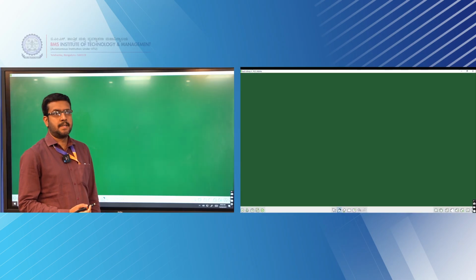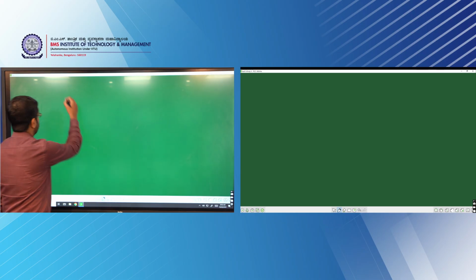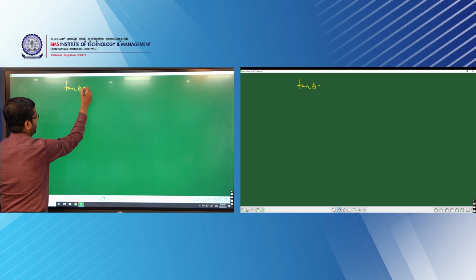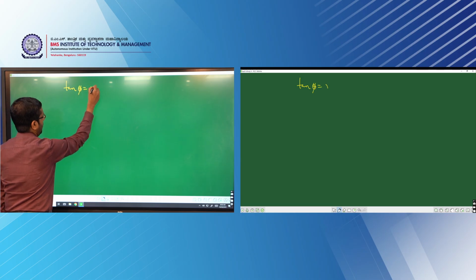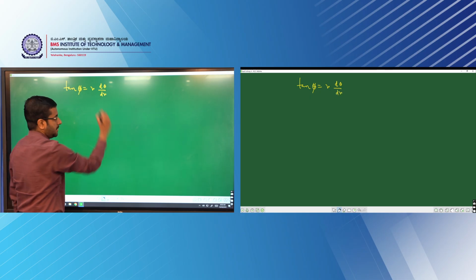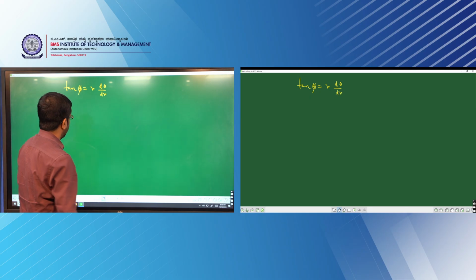Hello students, we have seen the angle between the radius vector and the tangent. What was the angle between the radius vector and the tangent? tan phi is equal to r d theta by dr. Okay, so this was the angle between the radius vector and the tangent to a polar curve.